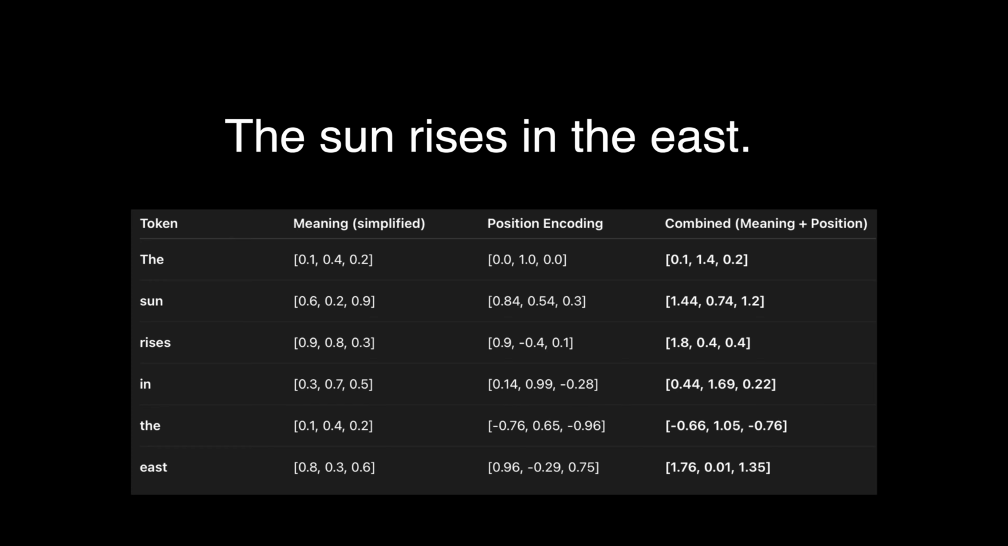Let's make it concrete. Take the sentence, The sun rises in the east. Each word has two parts, its meaning and its position. In this table, you can see the token, meaning, position, and combined arrays for this sentence. When we add position info, the model understands that sun comes before rises and east comes at the end. That is how transformers read in order, even though they process it in parallel.